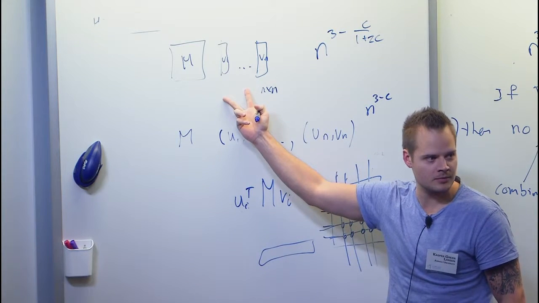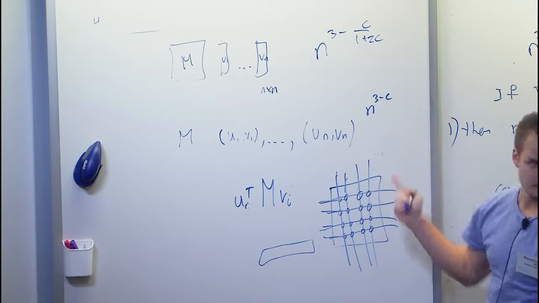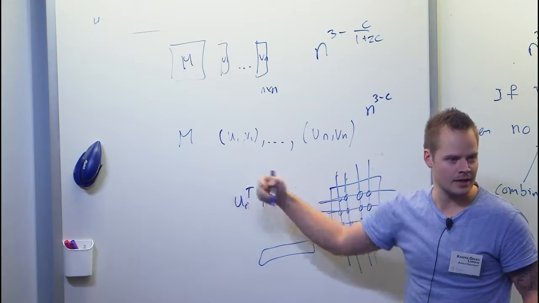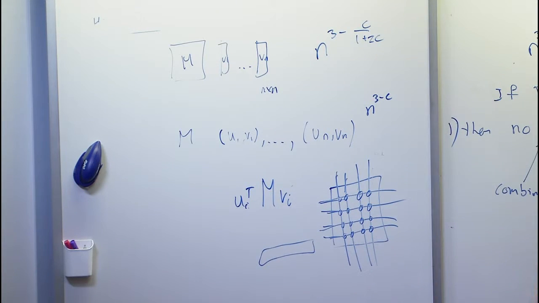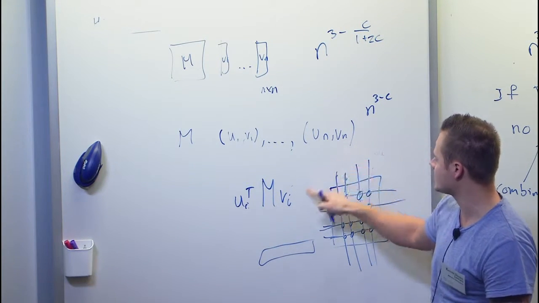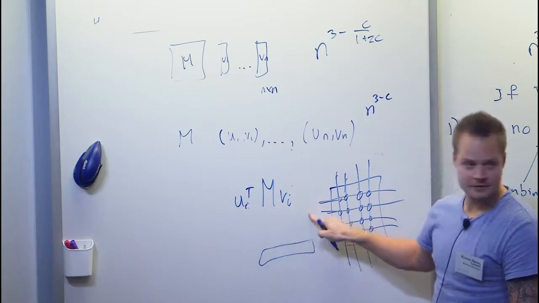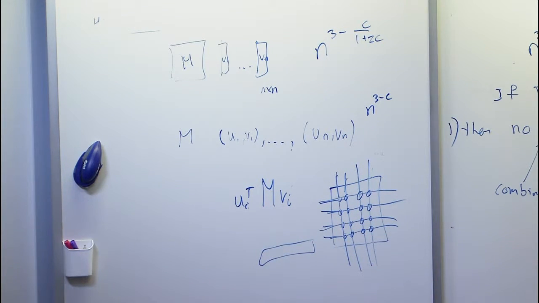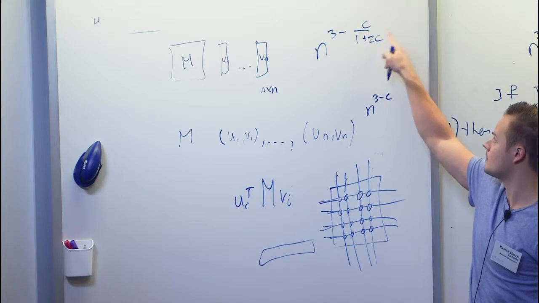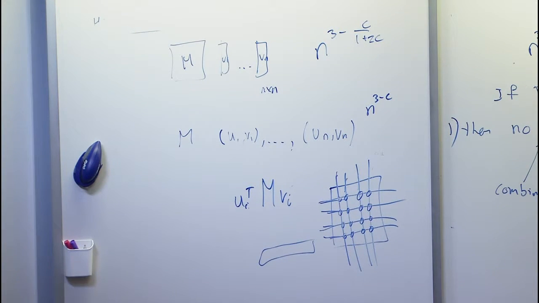We have all the vectors available. And so basically the first step is to redo their reduction and show that you can reduce to the case where you know all the vector pairs at the same time. It's basically just going over their reduction with a bit of care, and you can do the same thing. So you can show that given all these pairs at the same time, if you can answer these vector matrix vector products in n to the 3 minus c time, then you can solve Boolean matrix multiplication in n to the 3 minus c over 1 plus 2c. I'll show you the reduction at the end, but it's basically just the same as they do. So I'll get back to that at the end.